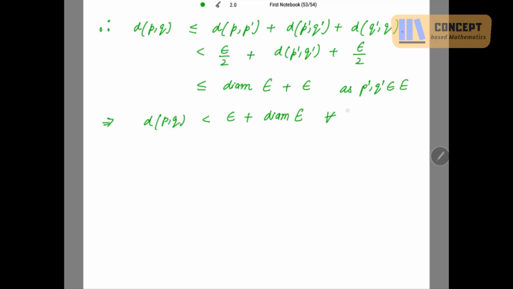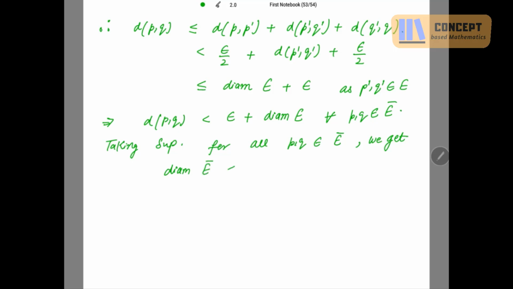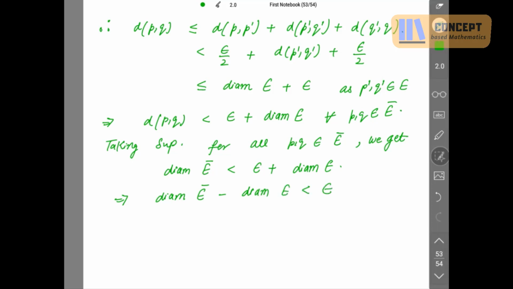Now this is less than epsilon plus diameter of E for all P, Q belonging to E bar, right? So taking the supremum for all P, Q belonging to E bar, we get the diameter of E bar less than epsilon plus diameter of E, which implies diameter of E bar minus diameter of E is strictly less than epsilon. Take this equation to be 2.